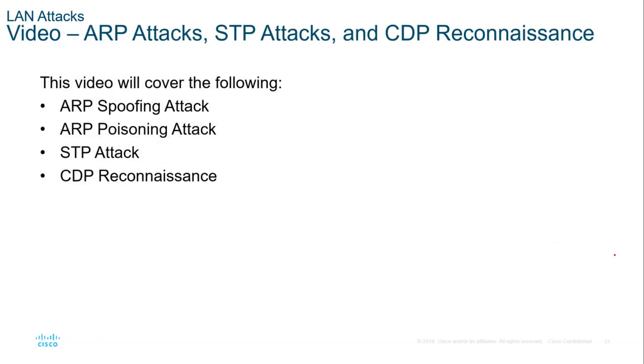So here is the video. We'll cover the following: ARP spoofing, ARP poisoning, spanning tree protocol attack, then Cisco Discovery Protocol reconnaissance.